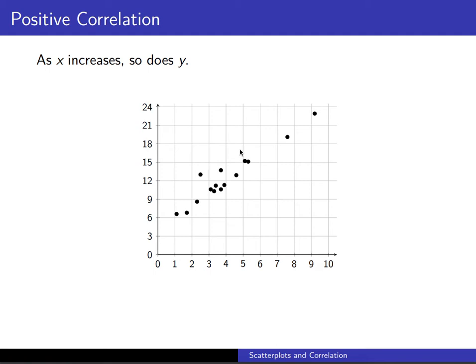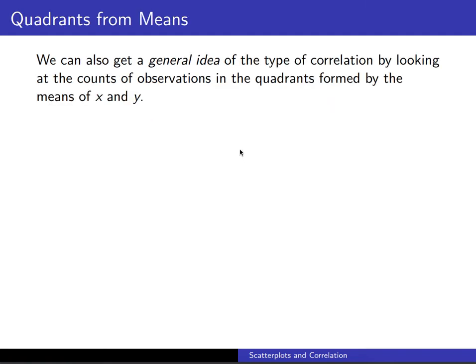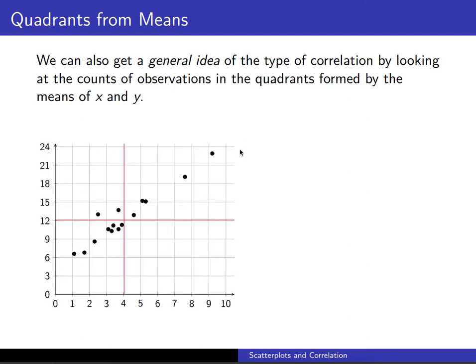In our next section, we're going to take a much more in-depth look at correlation. But for right now, we can get a general idea of the type of correlation by looking at the counts of observations in the quadrants formed by the mean of our x coordinates and the mean of our y coordinates. Looking at that last scatter plot, if we took all the x coordinates and found the mean, it looks like a little bit higher than 4. So we'll just say 4 to make it easy on ourselves. So the mean of all the x coordinates is 4.